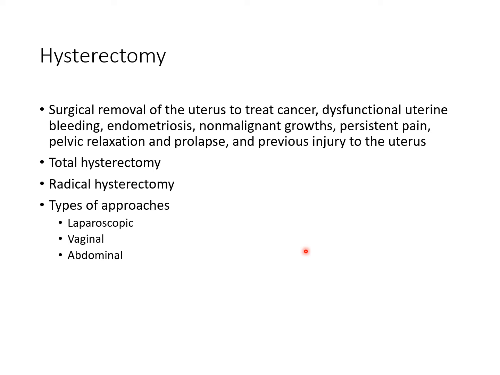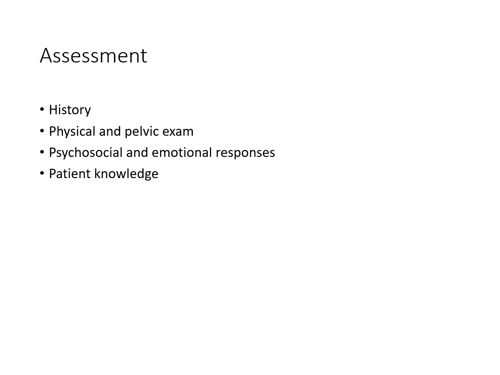So under your total hysterectomy, you're going to look at the chart once again. So the way they are defining it is removal of the uterus, cervix, and ovaries, right? And then you're going to look on the chart once again for the definitions for your radical hysterectomy. And there are different approaches, which I've already mentioned from before. So obviously assessment, history, physical and pelvic examination, psychosocial and emotional responses, and how much does the patient know, because that will determine how much teaching you have to do in terms of this patient.